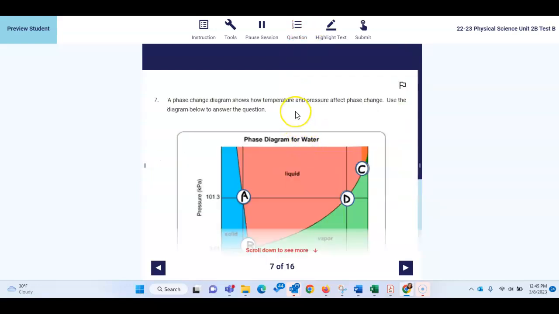Question 7. A phase change diagram shows how temperature and pressure affect phase change. Use the diagram below to answer the question.